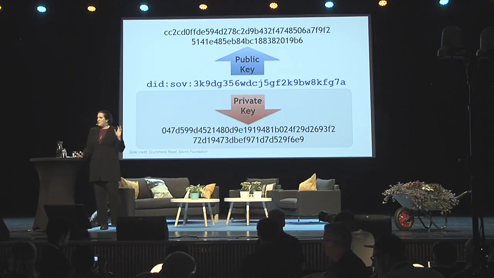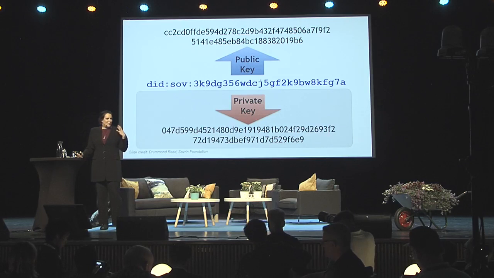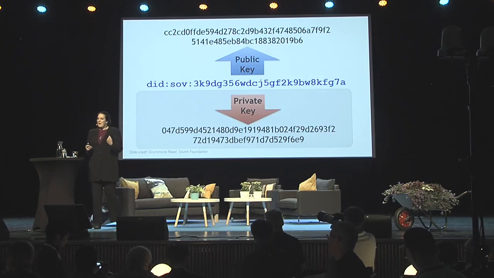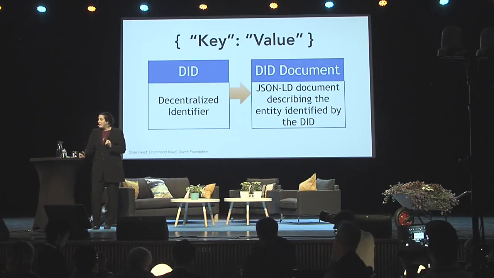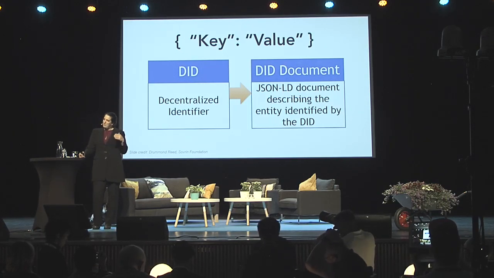Now, I'm not going to go into the details of public key encryption, but I invite you, if you want to understand this more, to dive down and understand it more. But the key piece is that the private key is never shared with anyone. It's kept in a wallet. And so you have this really long number, a DID, and you have with it a value, a DID document. It's a JSON-LD document that describes the entity identified in the DID. And so I'm going to walk through the basic building blocks of that too.